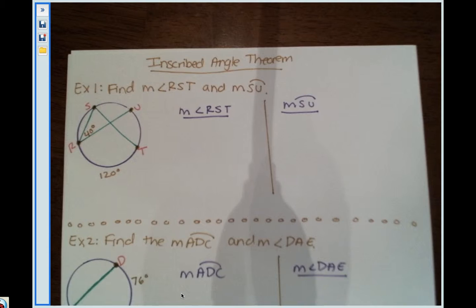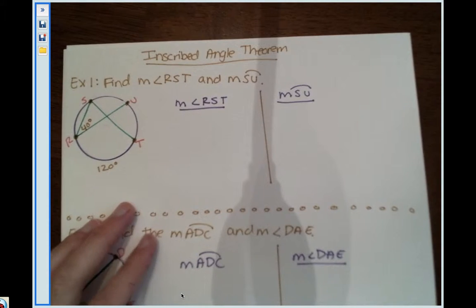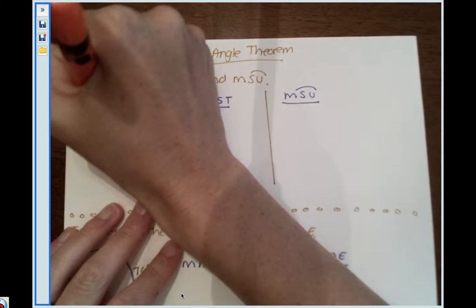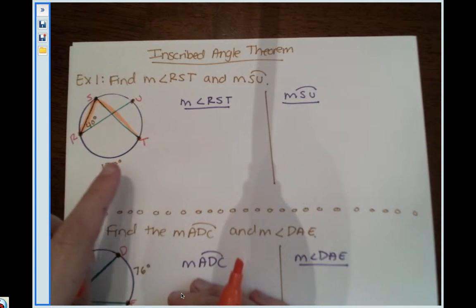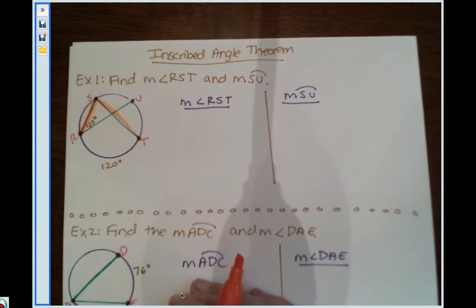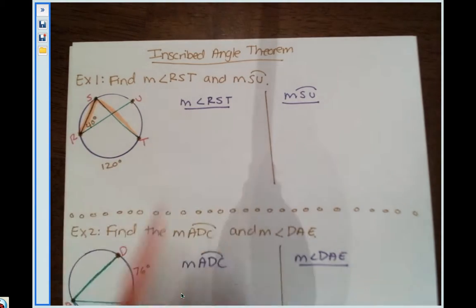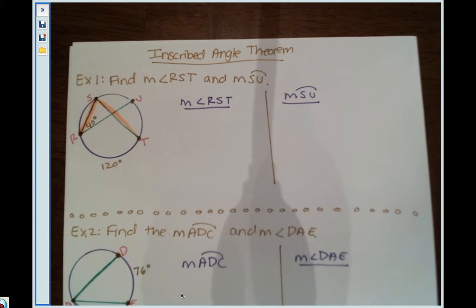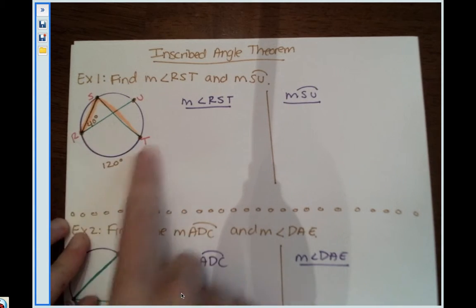Let's get going. First, I'm going to start with the measure of angle RST, which is this angle right here. Since the vertex point is located on the circle, it is an inscribed angle. Remember, inscribed angles are half the measure of their intercepted arc. Which arc does the inscribed angle intercept? Do you spot an arc that starts and ends where the angle starts and ends?